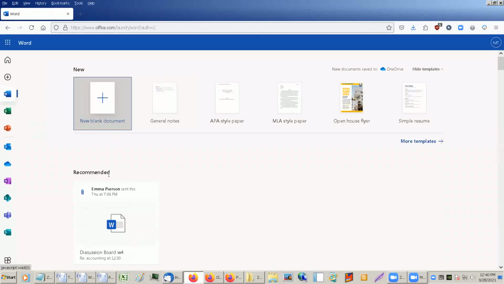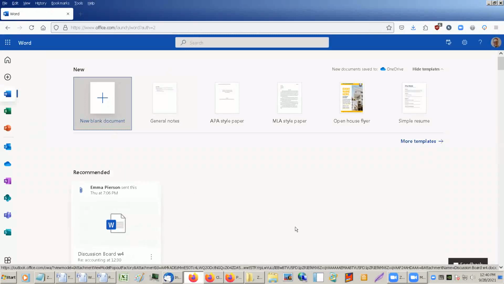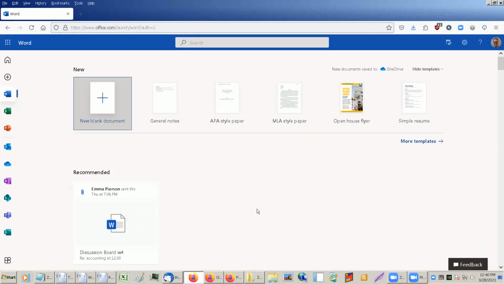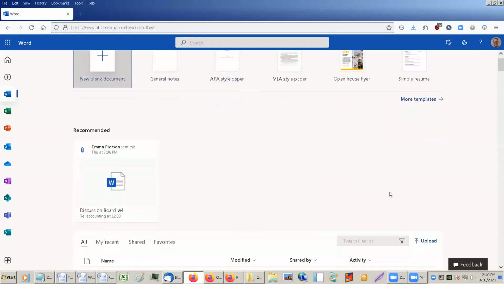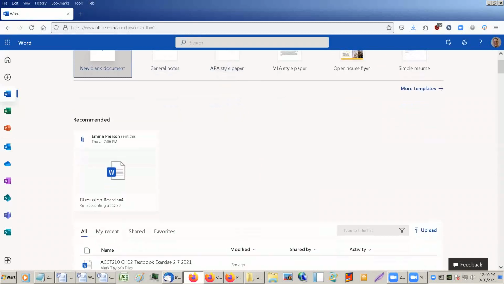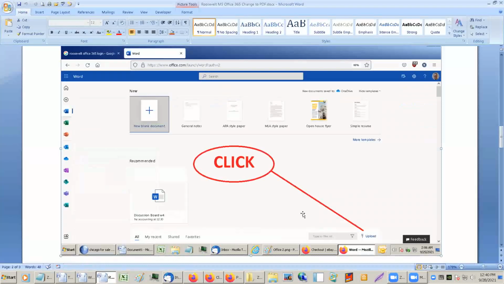You get something like this, and it'll have any files that you've written to people in there. They also have some templates. If you just want to start a new document, you can do it here. But if you go down a little bit, and it's over on the right-hand side, which is a little bit not intuitive, at the top of page 2, it says upload.